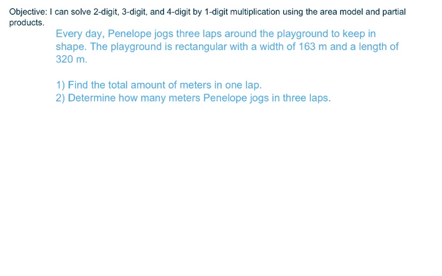My first question, or my first problem, says find the total amount of meters in one lap. So that's what I'm going to focus on right now. I'm not going to even read question 2. I'm just going to focus on 1 right now. So my first thought here is, well, I should draw myself a rectangle, create an area model, because I think that will really help me in visualizing what it is Penelope is doing. So I'm going to draw a rectangle.